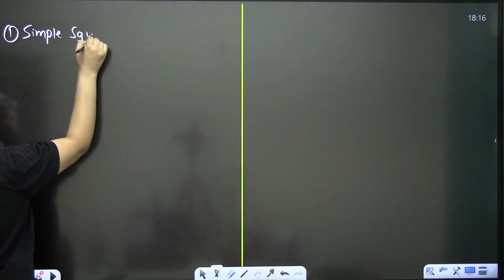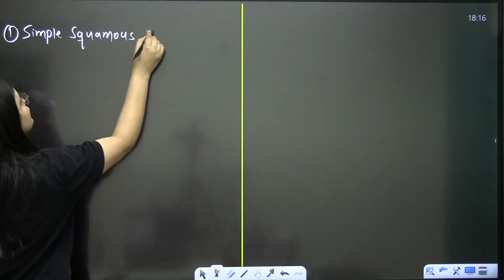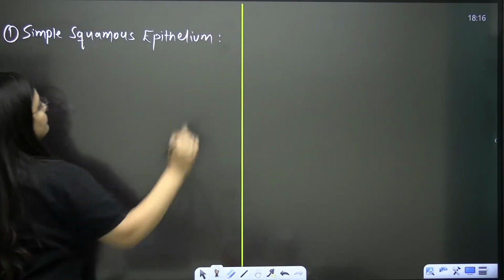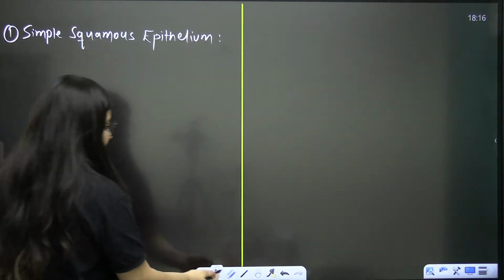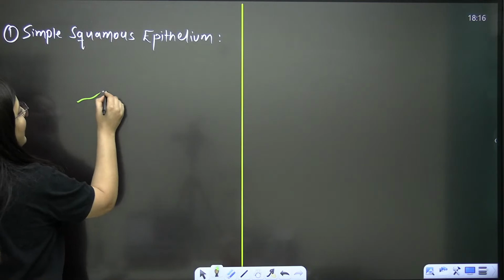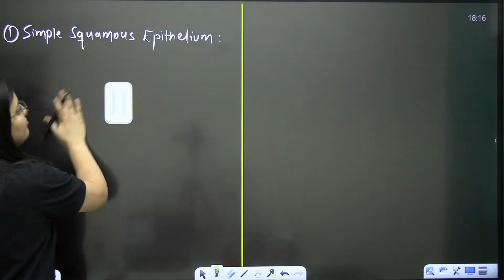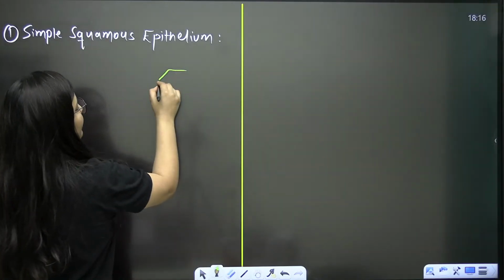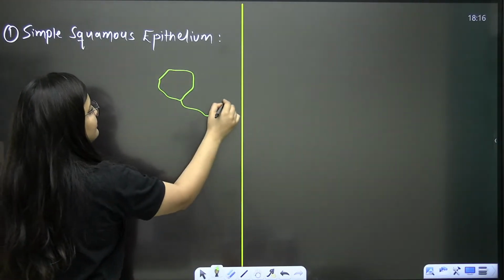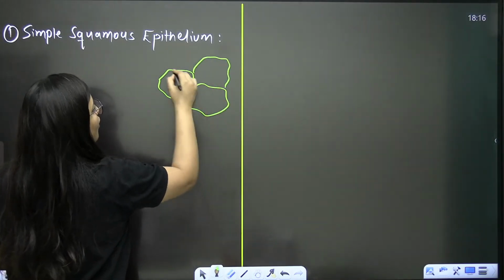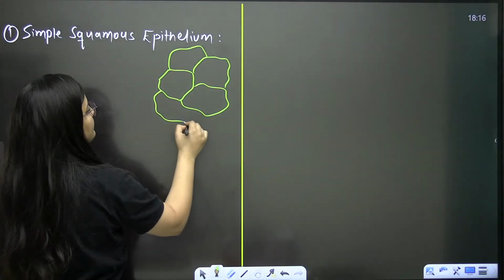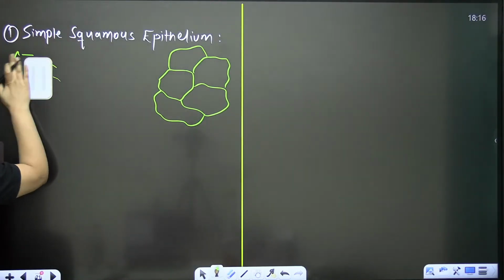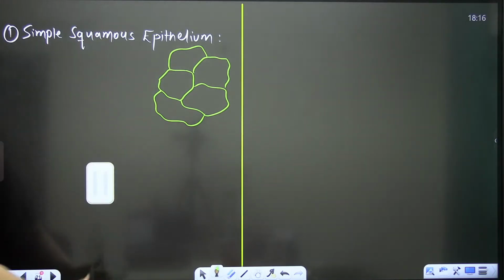Simple squamous epithelium depends upon the shape of the cell, when the cell has a flat surface. Some irregular boundaries are there, but the surface is flat. We also call this pavement epithelium.